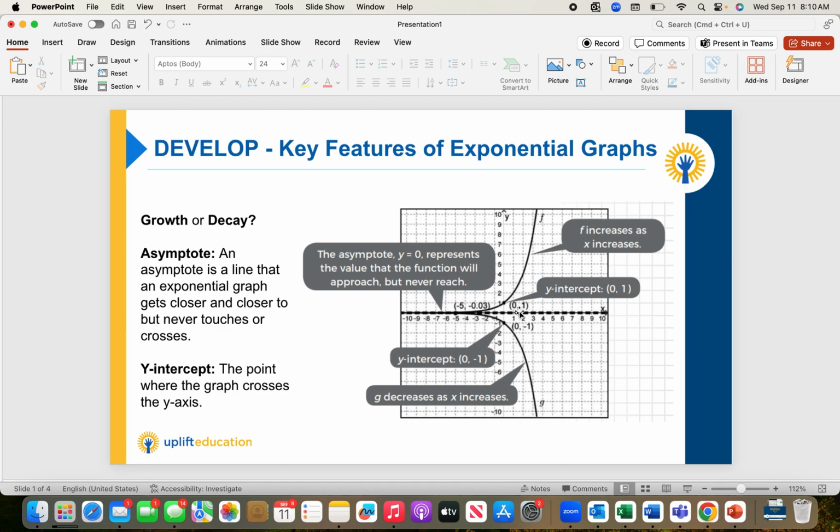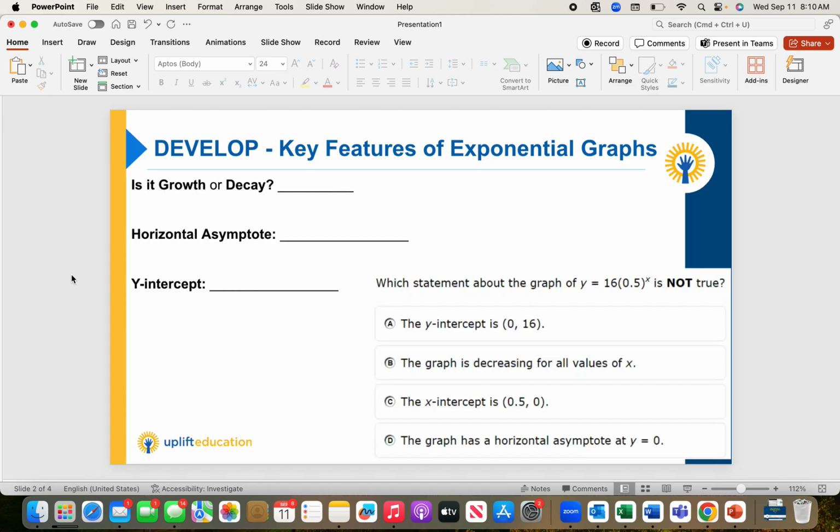Just like a linear and a quadratic, exponentials also have a y-intercept. It's the same concept. It's going to be where the function crosses the y-axis. So in our growth, we have it at (0, 1). In our decay, we're at (0, -1). Let's get into our first example.